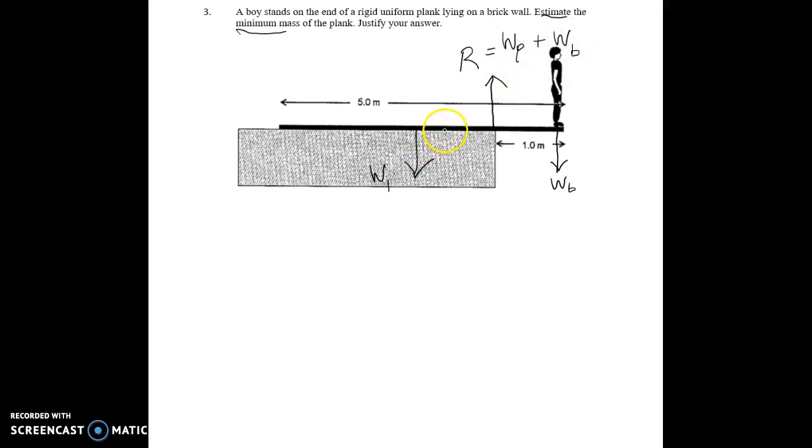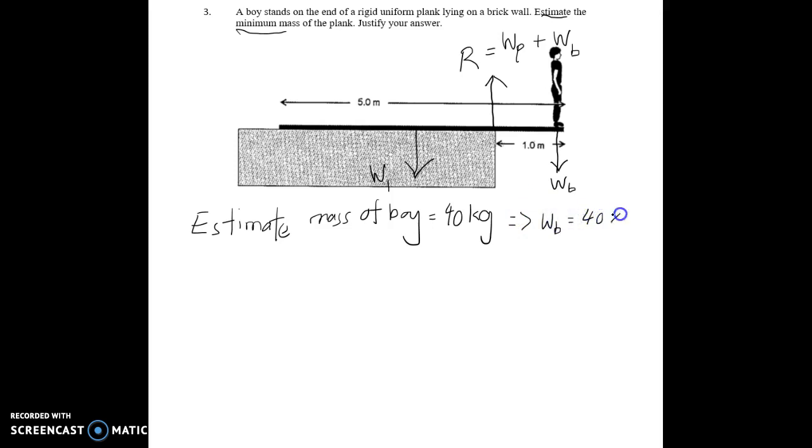This one is for sure, because the force up and down must be equal. Otherwise, this plank will be flying upward or downward. So the first thing that you need to estimate is the mass of the boy, to be maybe 40 kilo, two significant figures. If that's the case, the weight of the boy here is 40 times 9.8 Newton.